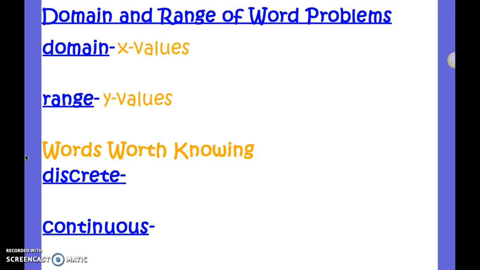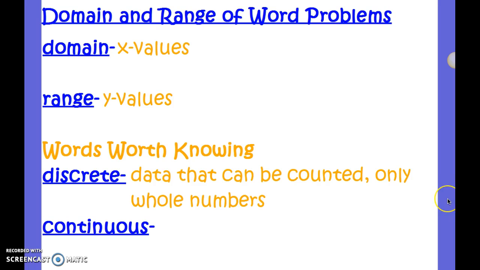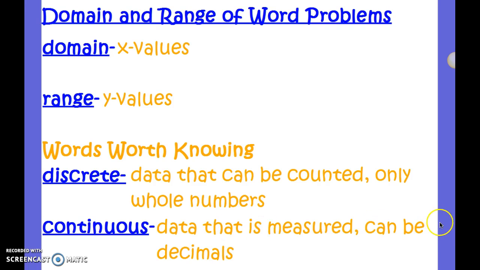In order to find the domain and range of word problems, we're going to have to determine if the data is discrete data or if it's continuous data. So in your words worth knowing, you're going to write discrete. The definition of discrete is data that can be counted. It's only whole numbers. Continuous data is data that is measured.